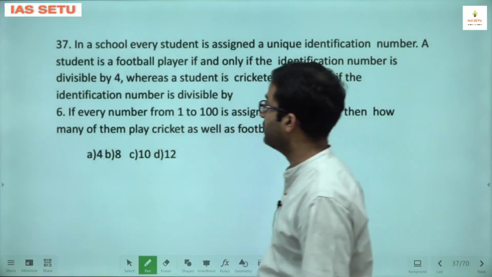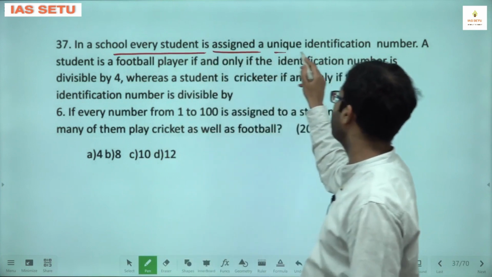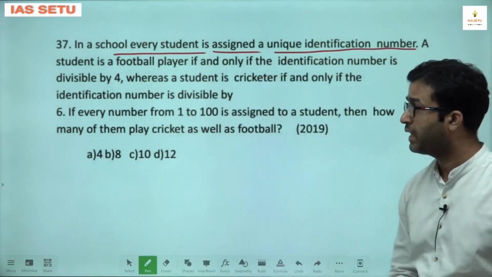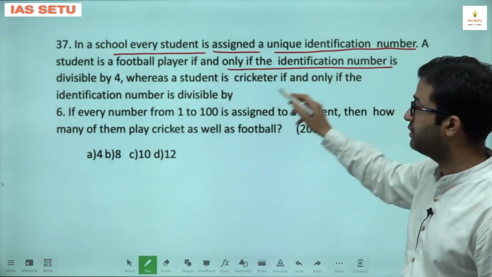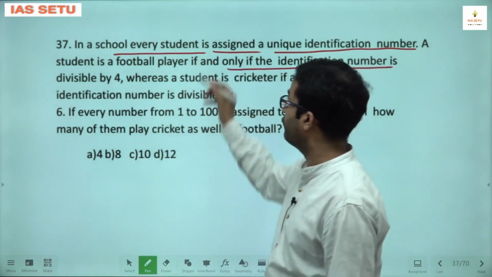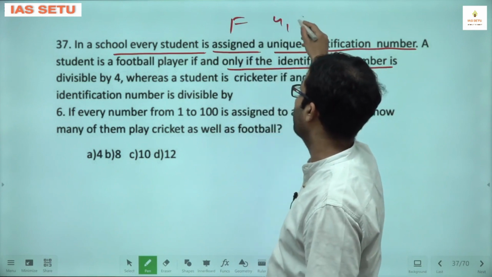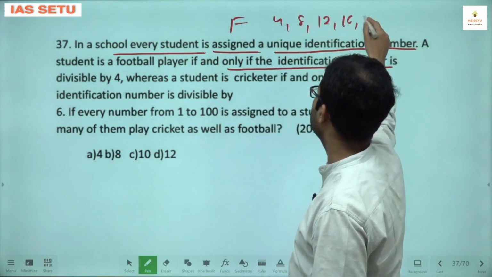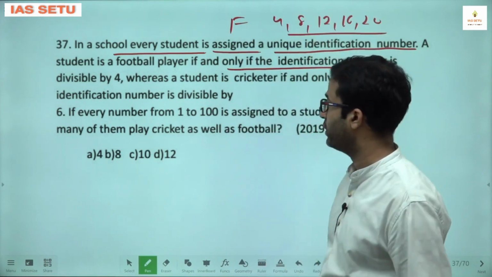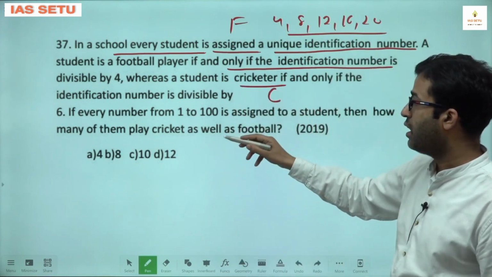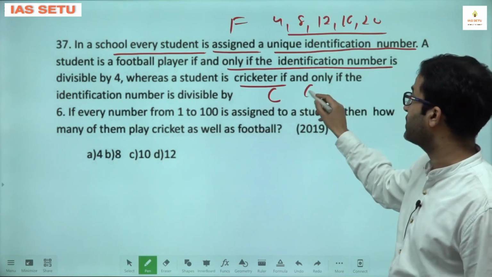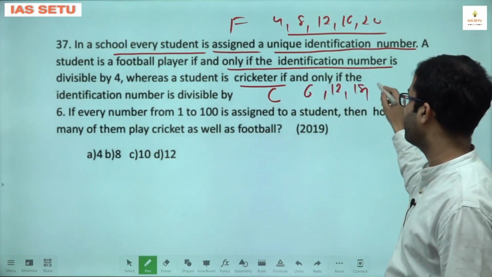Question number 37. In a school, every student is assigned a unique identification number. A student is a football player if and only if the identification number is divisible by 4. So for football, it is 4, 8, 12, 16, 20, then it is football player. Whereas a student is a cricket player if and only if the identification number is divisible by 6: 12, 18, 24, all these are cricket players.